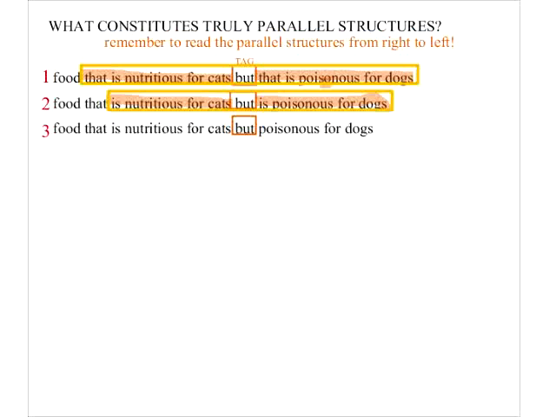Then here, "poisonous for dogs," that's an adjective describing the food. So you go find the other adjective. "Nutritious for cats, but poisonous for dogs." So this time, this is your entire parallel structure. So in this case, all 3 of them are parallel. All 3 of them work.